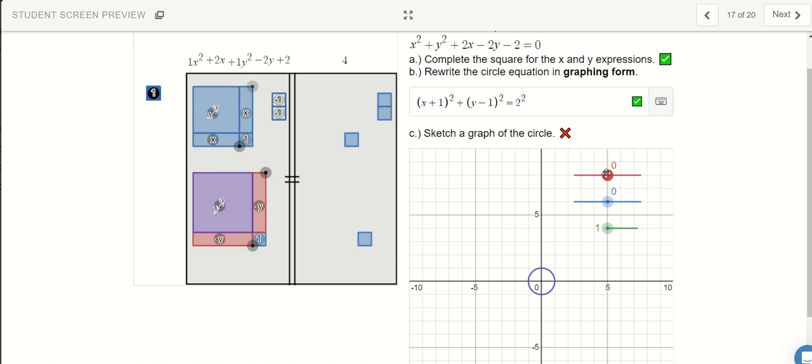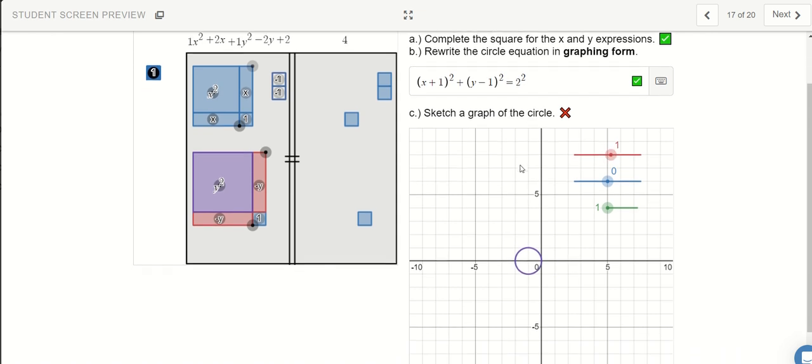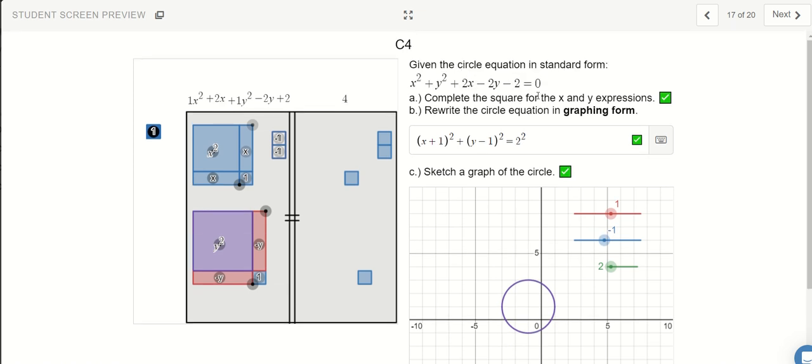Plus 1 means moving left. Moving it down 1, or down 1 is actually plus 1. And the radius is 2. Okay, sorry, minus 1 means moving up. All right, and that's how we complete the square.